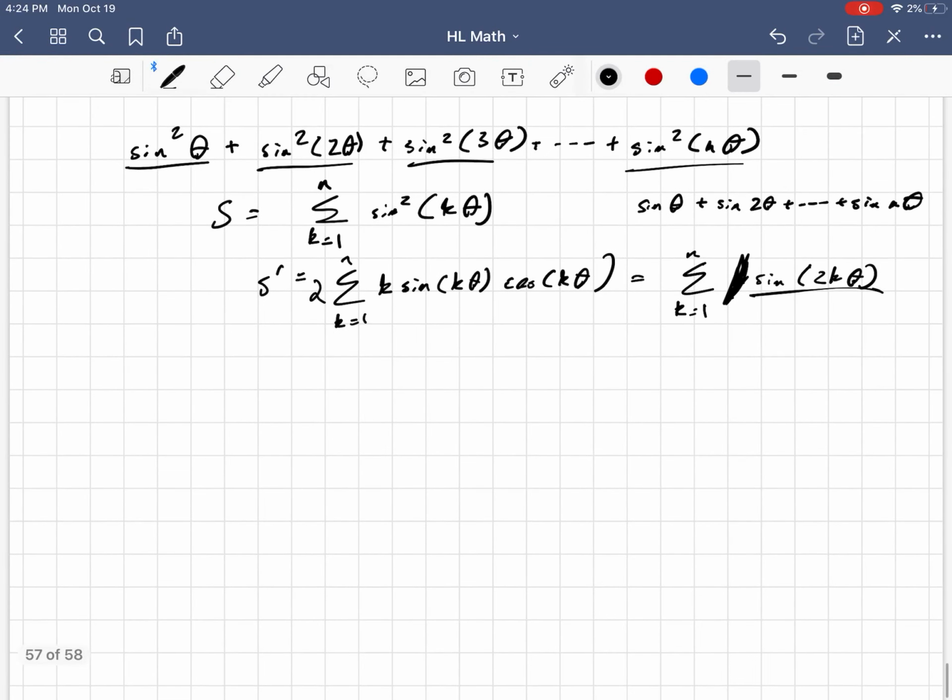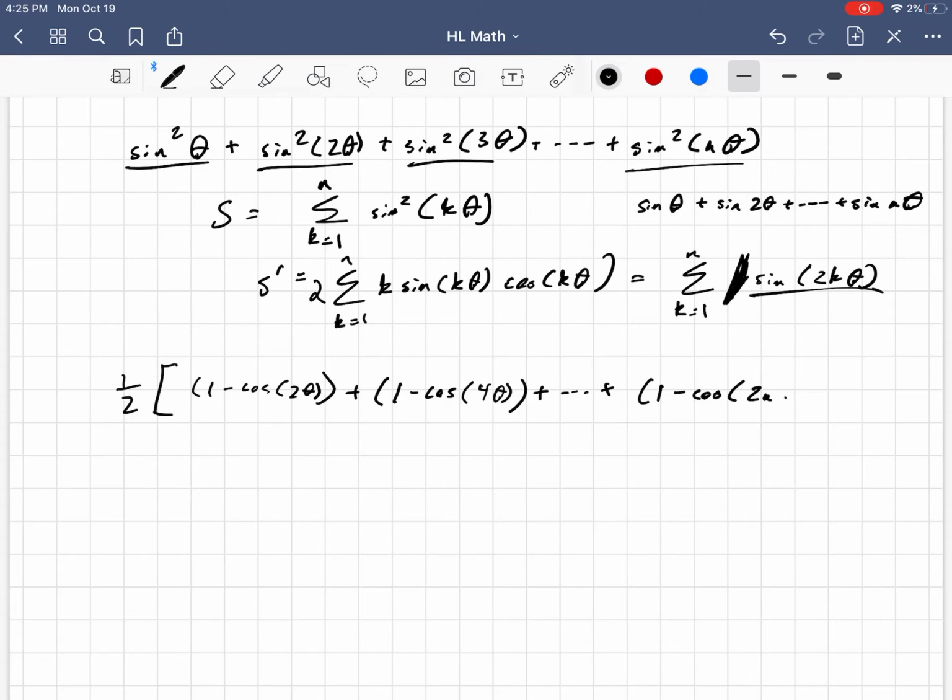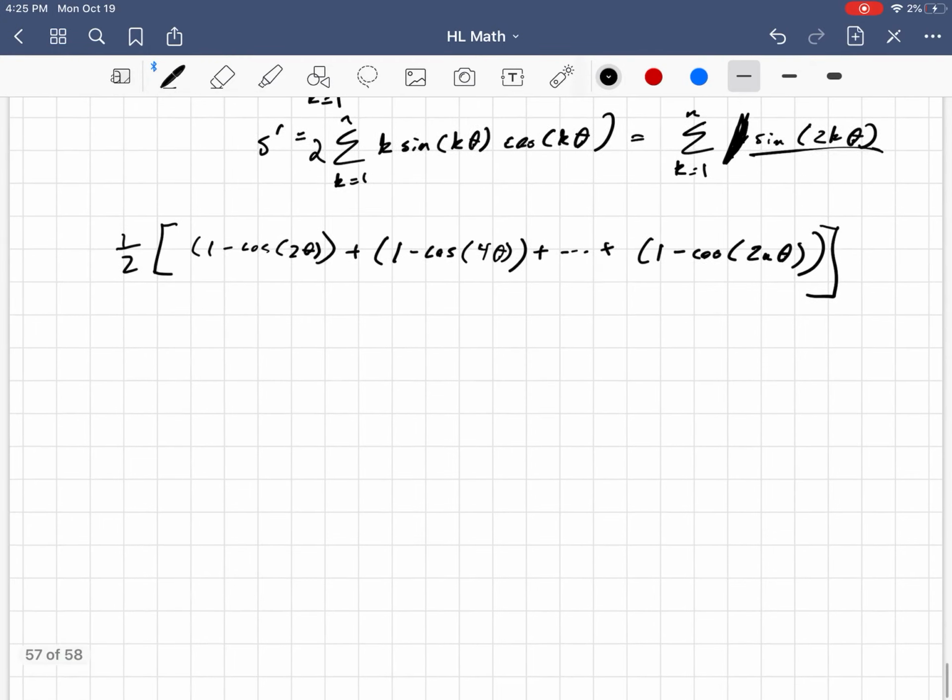So we're going to transform each one of these terms using that power reducing identity. So we're going to get 1/2, because each of them is going to have a factor of 1/2. And then for the first one, we're going to get 1 minus cosine 2 theta. And then for the second one, we're going to get 1 minus cosine of 2 times 2 theta, or 4 theta, plus ... plus 1 minus cosine of 2n theta. And that's all going to be multiplied by that 1/2 out front.